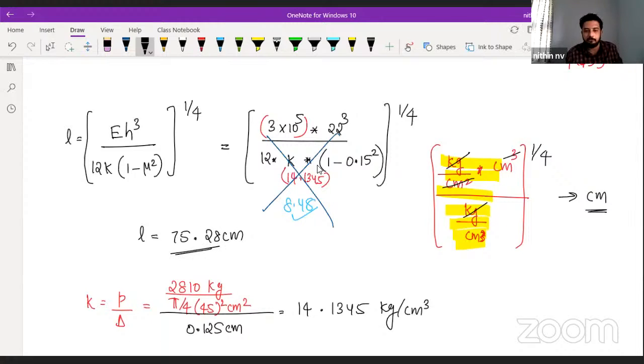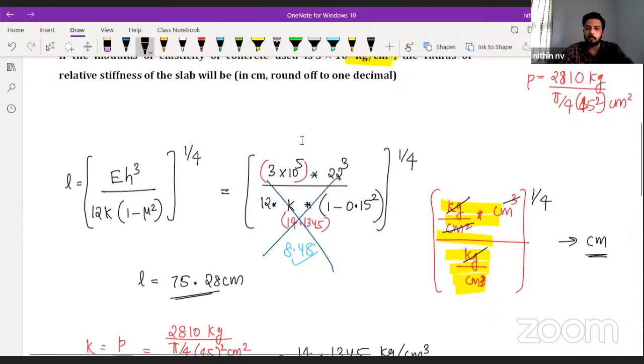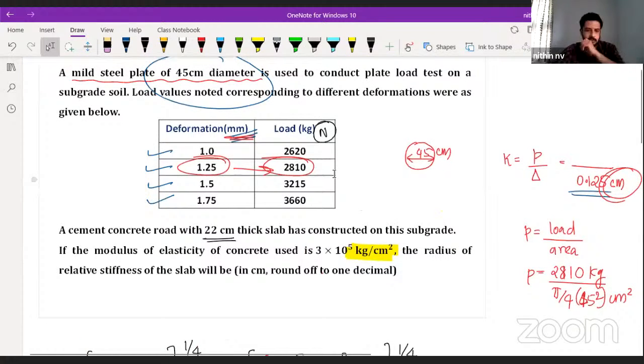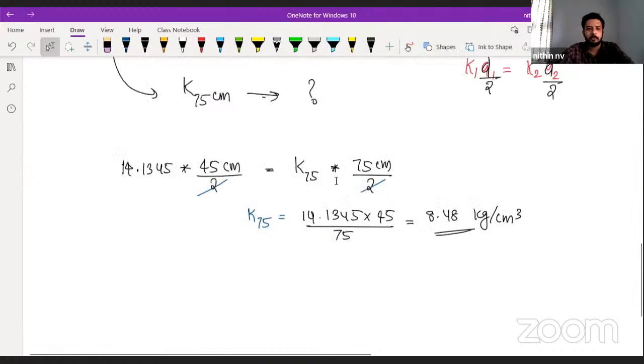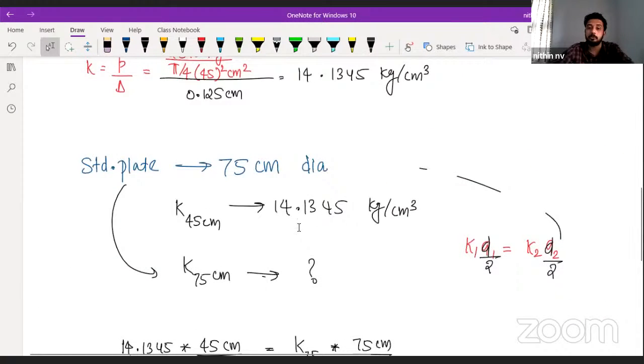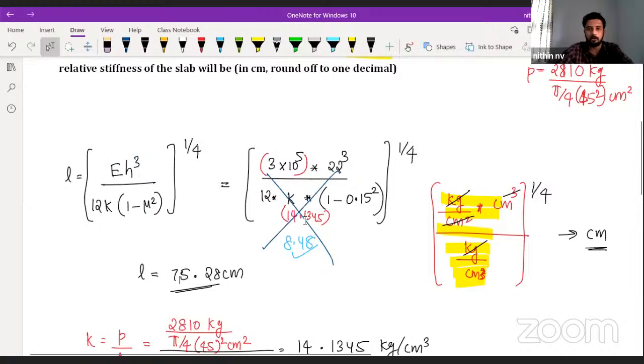Are you getting around 75 point something? Yes, very good. So this question they told round off to 1 decimal. So they will give a range. Okay, don't worry, they will give a range. But don't think that if you are putting 14 point something, you are getting a wrong answer.